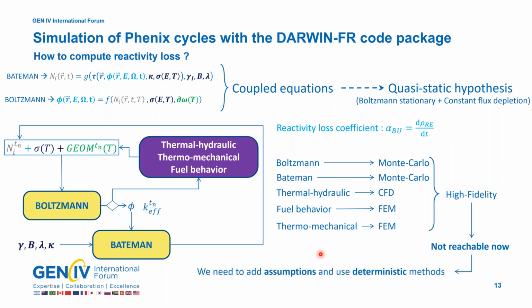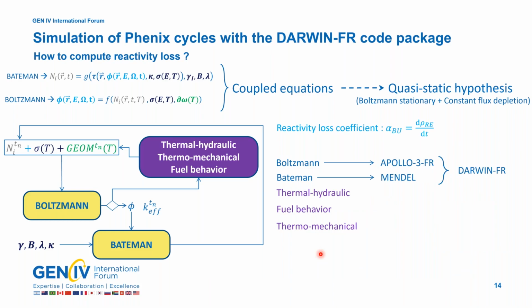So we need to add some assumptions on the way that we are solving the different equations. In our case, for the Boltzmann equation, we are using the Apollo 3 FR, the fast reactor neutronic deterministic scheme for the Boltzmann equation, and we are using the Mendel solver for the Bateman equation. Those two codes coupled to each other are called the DARWIN-FR code package. So when I'm talking about the DARWIN-FR code package, I'm talking about the coupling between Apollo 3 fast reactor and the Mendel solver.